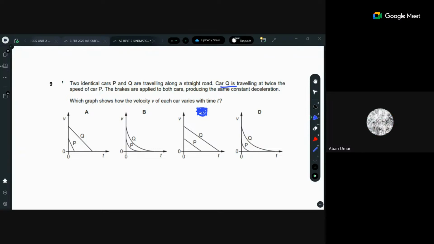No sir, one? I did that. Yes, that is the problem. Here the gradient is same. Both have same gradient, right? So when it is said that the deceleration is same, it means that the car which has double speed, twice the speed, should be stopped at double the time.